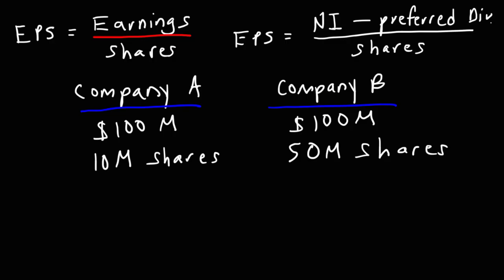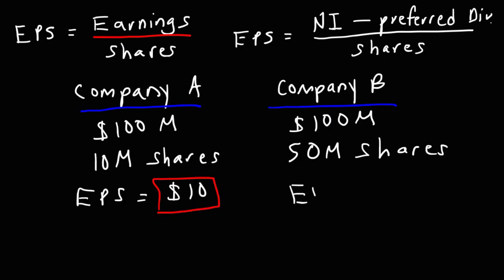Here's a question for you. Which company has the higher EPS value? Which one is the better deal to buy? So the EPS value for Company A is going to be the earnings divided by the number of shares. So 100 million divided by 10 million, that's 100 divided by 10. The EPS value will be $10 per share. Now for Company B, we need to divide 100 by 50. 100 divided by 50 is 2. So it's going to be $2 per share.